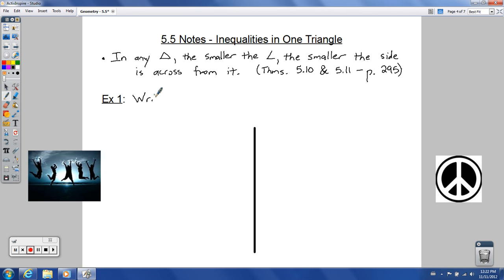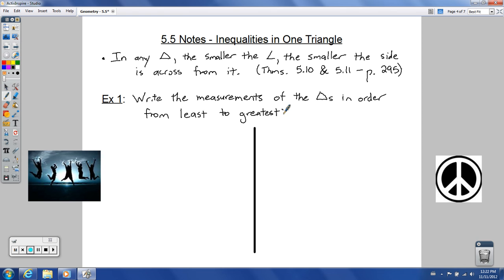So for example 1, this is what we're going to do for this example. Write the measurements of the triangles in order from least to greatest. You're getting 2 for the price of 1 here. We're going to do 2 examples within this example. We're going to do one with the sides and one with the angles.